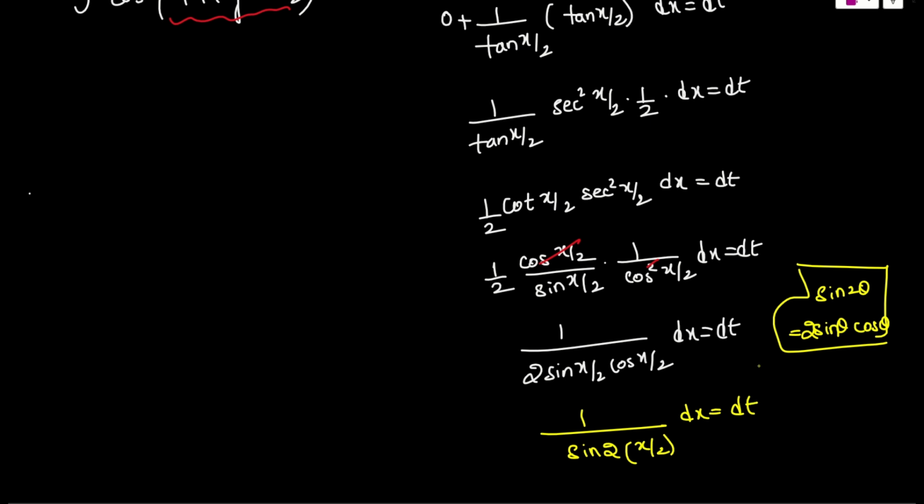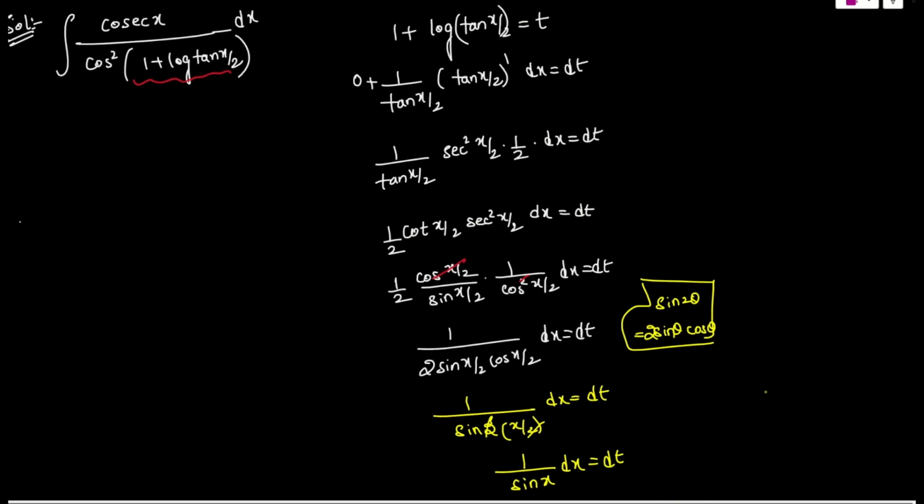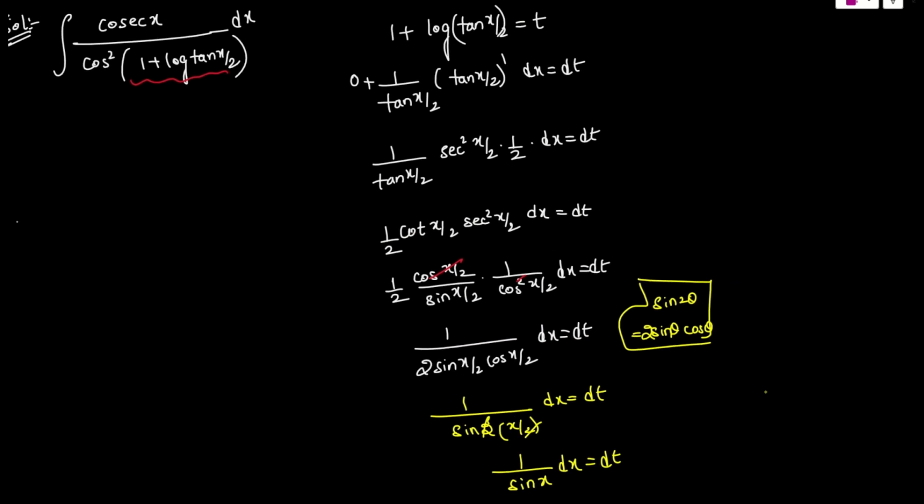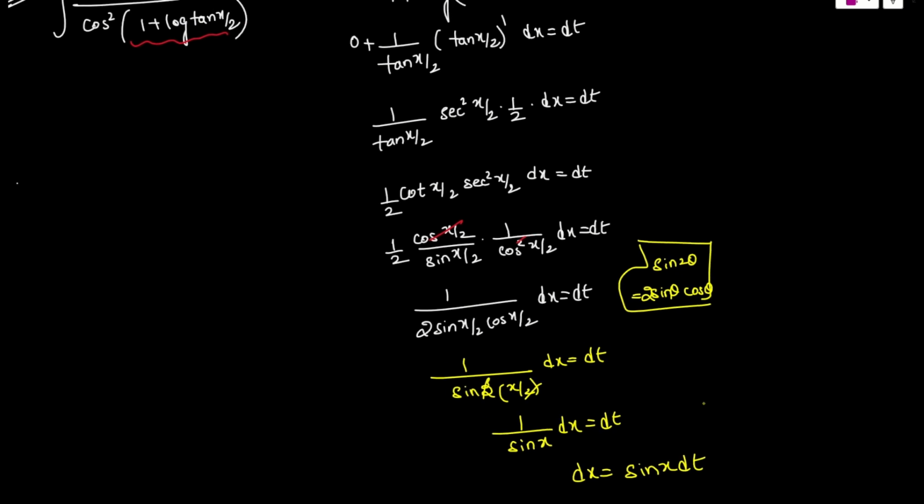Finally what I'll be getting here, this x I'll cancel. I'll be getting 1 by sine x dx must be equal to dt. Now cross check what we are having here. Send this term to the right side. What I'll be getting here: dx is equal to sine x into dt. I think you don't have any doubts up to here. So let me try to substitute here.